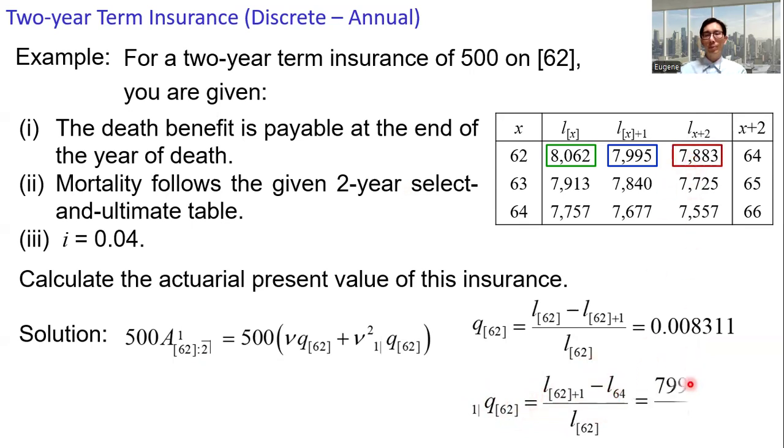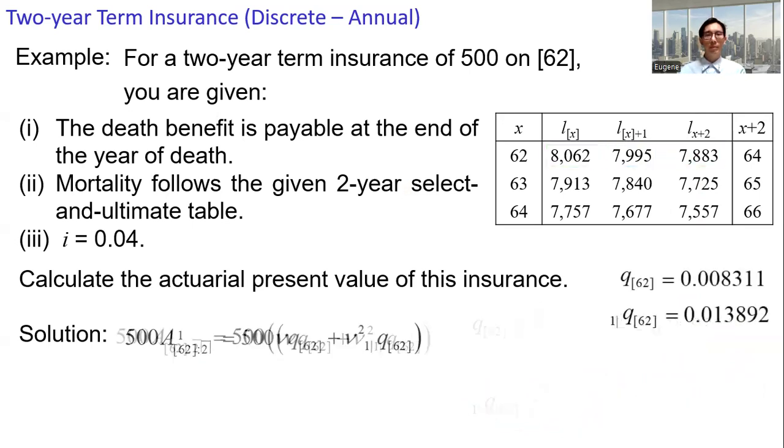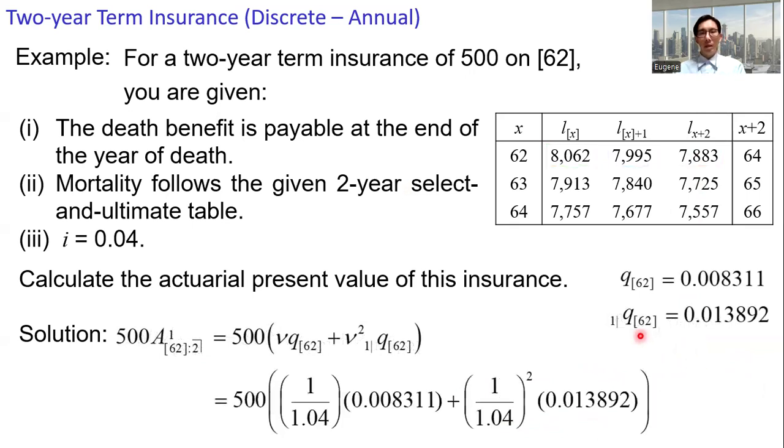Upon calculation, we get this probability. Plug all the numbers into the expression, and then we can get the APV, 10.4176.